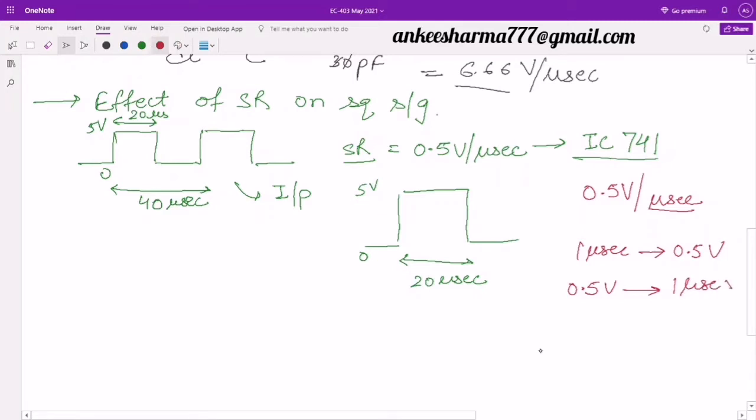But what is the change that I want? I want a change of 5 volt because it is changing from 0 to 5 volt. So the 5 volt change will require time equal to how many? Can I say it will be equal to 10 microseconds? It means to change my output from 0 to 5 volt, my operational amplifier, which is having a slew rate of 0.5 volt per microsecond, will take 10 microseconds. So if this is my 10 microsecond, the output will start changing from here, and it will reach the value of 5 volt at this point.